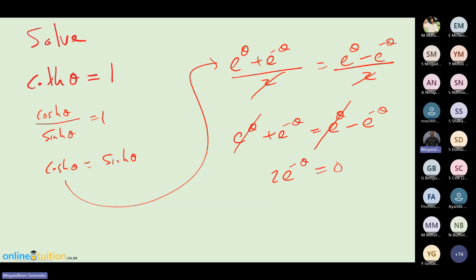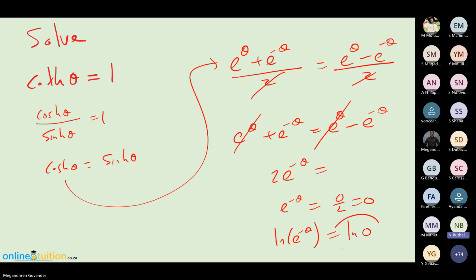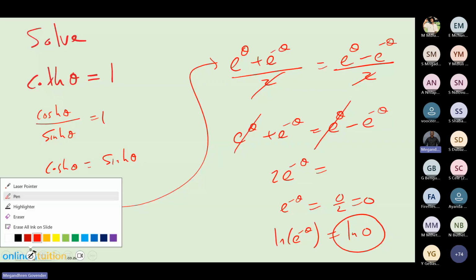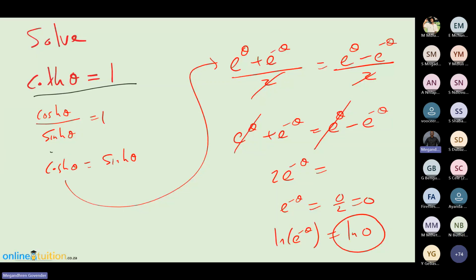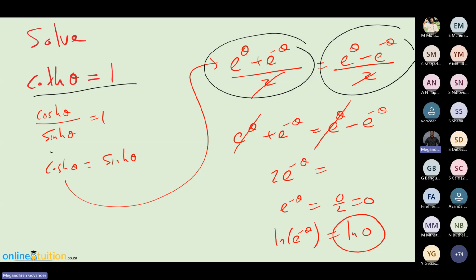So anyone wants the answer? Is there an answer? Let's put it that way. So you go e to the minus theta is equal to 0 over 2, which is 0. You take ln on both sides, but you see there's a problem, is it? What is ln of 0? It's undefined. So there's no solution to this. Yes, there's no solution, but I knew there was no solution. But what I wanted was the method. You see how I changed to the basics, and then I tried to solve.